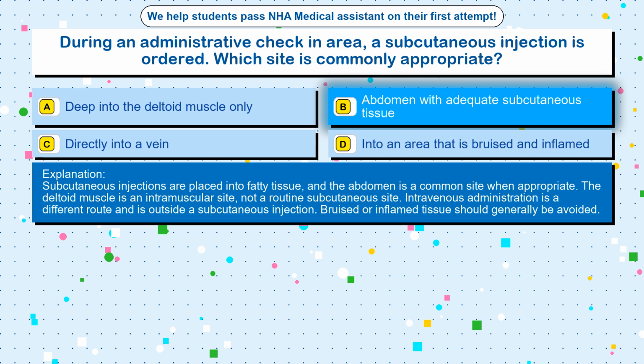Subcutaneous injections are placed into fatty tissue, and the abdomen is a common site when appropriate. The deltoid muscle is an intramuscular site, not a routine subcutaneous site. Intravenous administration is a different route and is outside a subcutaneous injection. Bruised or inflamed tissue should generally be avoided.